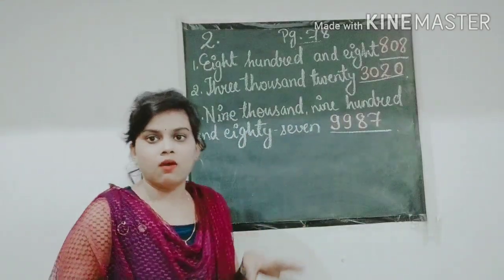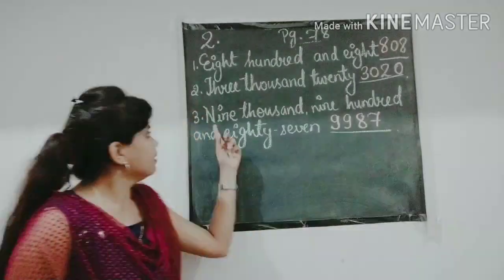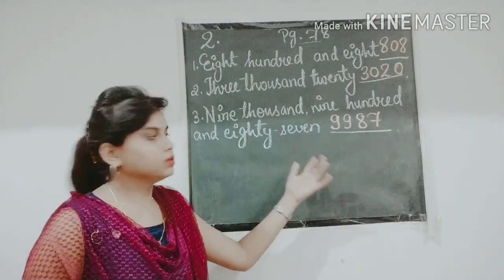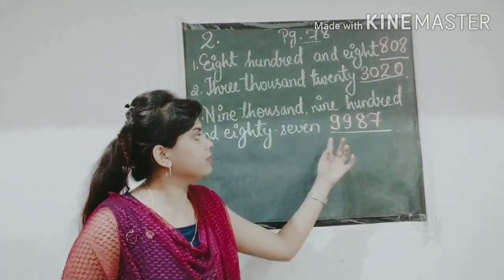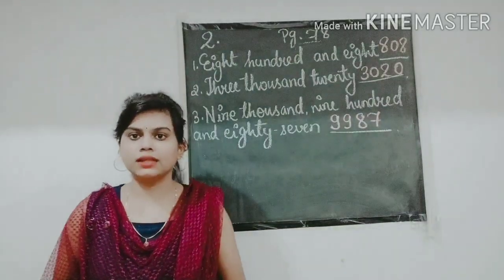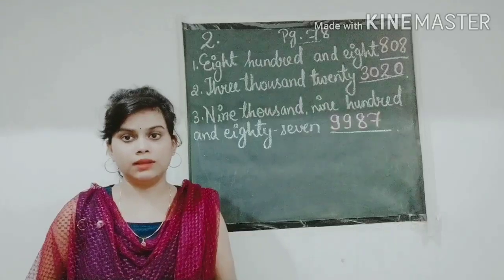Third question, 9,987. All the places are filled. See, ones, tens, hundreds and thousands. So we will write 9,987. Two more questions are there in your textbook, and those questions you will do by yourself.